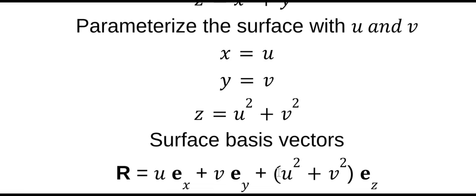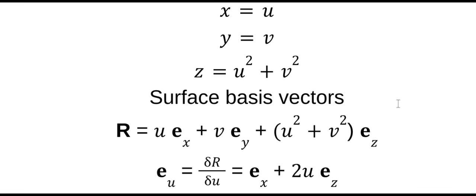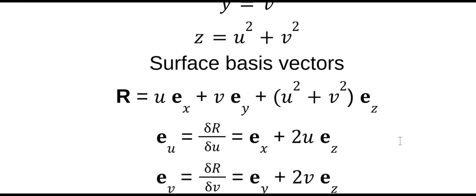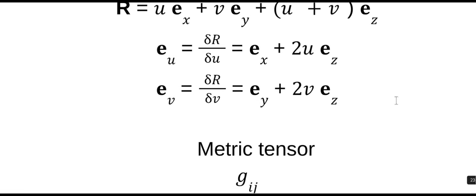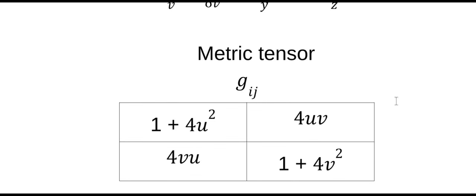We define a position vector. We take the first derivative of that with respect to u and v. We get our basis vectors. We use those basis vectors to find our metric tensor. So this is EU.EU, EU.EV, EV.EU, and EV.EV.